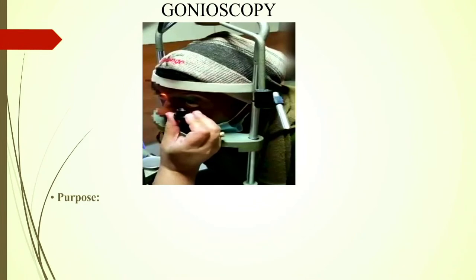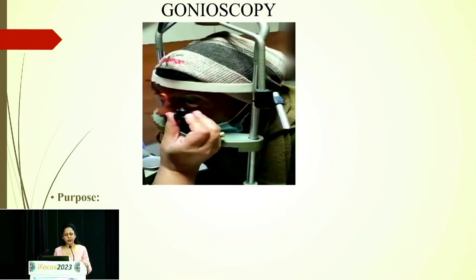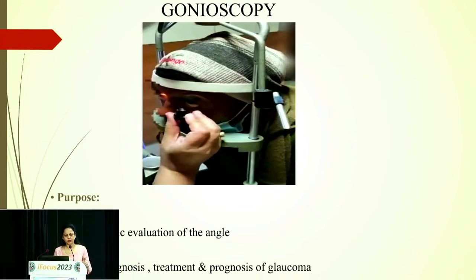Let me see how much I can simplify this gonioscopy for you. So as we all know, basically the purpose of this is the evaluation of the angle of the anterior chamber, because that helps you to make the diagnosis correct, to treat the patient accordingly, and to assess the progression of your case as well.